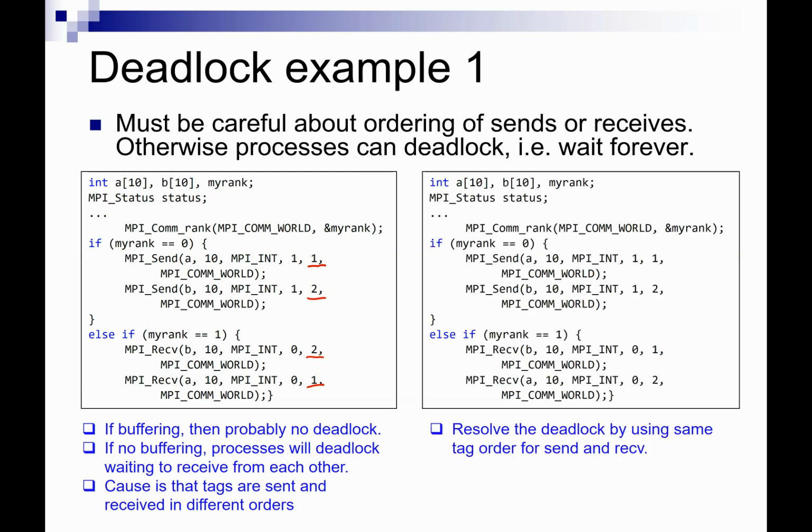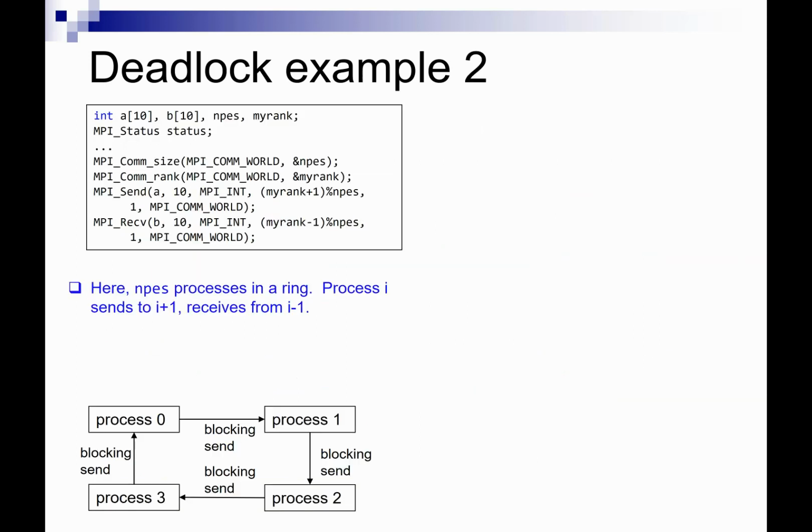Now in order to fix this, it's very easy. All I need to do is make sure that I send and receive in the same order of the tags. So if I send tag 1 first, then the other process should try to receive tag 1 first. And then I'll send tag 2, and then he receives tag 2. Okay, so that's one example.